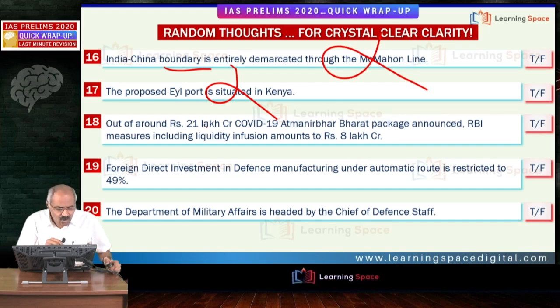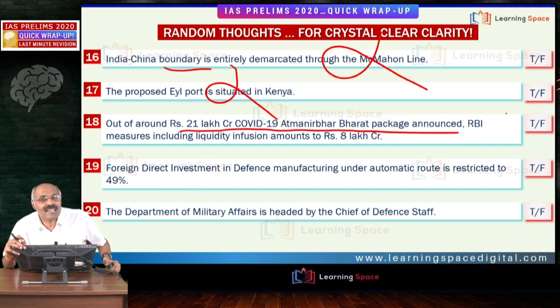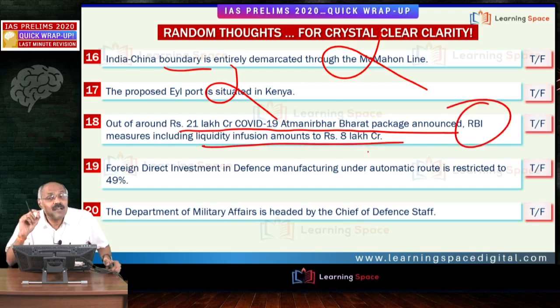Right, friends? Then, out of the around rupees 21 lakh crore COVID-19 Atmanirbhar Bharat package, there are certain things I would like to tell you. This package of around rupees 21 lakh crore is around 10% of GDP. In the perspective of GDP, the Atmanirbhar Bharat package announced by the government is around 10% of GDP. And second, the liquidity infusion by the Reserve Bank of India amounts to rupees 8 lakh crore. This is one point.